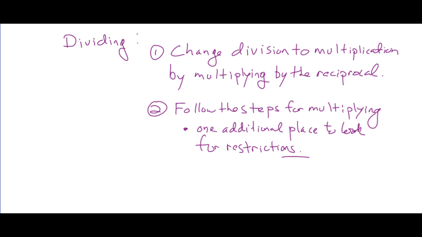Normally with just a multiply, you've got a over b times c over d, and you're just looking at b and d, the denominators. When you divide, you have to look in 3 places. There'll be a question. I will write one this weekend where it's asking for restrictions and it's a divide, and you've got to look in 3 places. It's just a very simple restriction question.